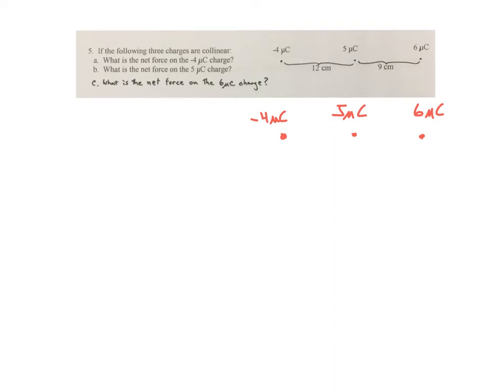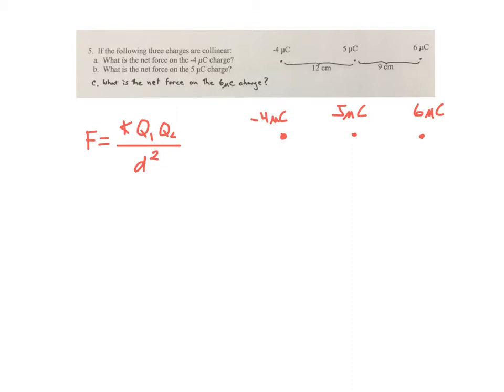Day 131, Physics Electrostatics Homework number 5. And here we have 3 collinear charges in which we will be applying Coulomb's law, which is F equals K Q sub 1 Q sub 2 divided by the distance squared. We'll be applying that relationship to each pair of charges at a time.